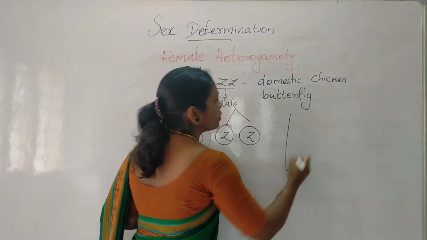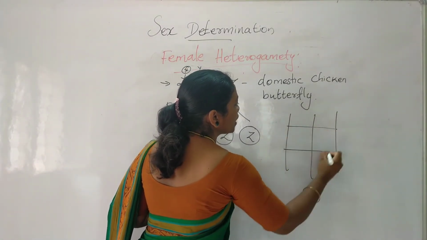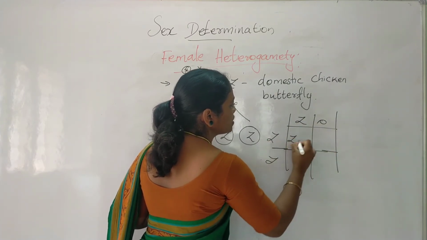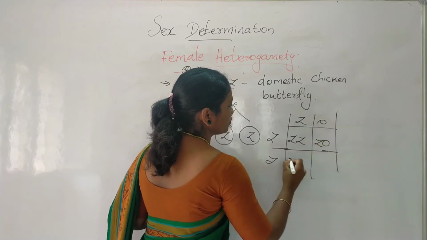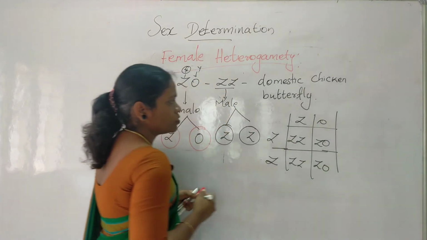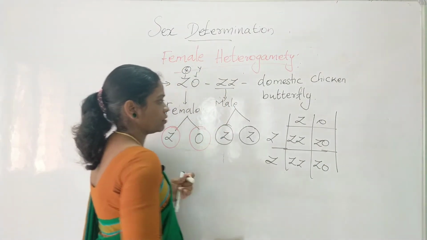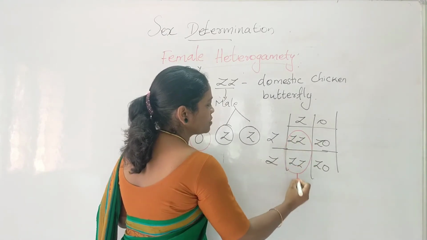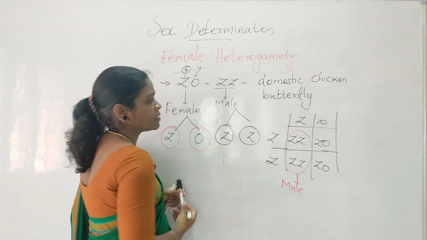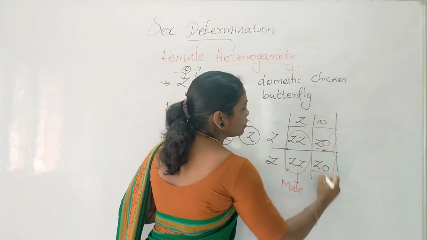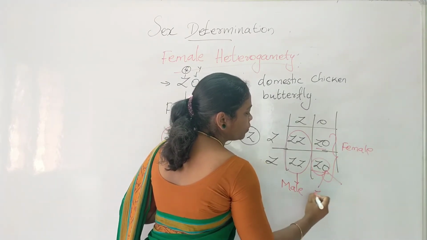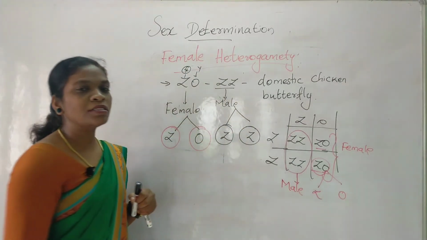Again, if you want to get the offspring, just draw a Punnett square. Z O, Z. The offspring are, okay. So here the first two, this Z is the male homomorphic sex in this group of organisms. These two are female, where they exhibit heterogamety, one with a Z chromosome, another one without a Z chromosome.